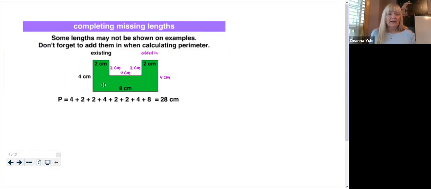Usually they give me irregular shapes, so I have to figure out what some of the dimensions are. And this is always the challenge. If I know this is 8 centimeters, they didn't tell me what this little piece was right here. But I can find it, because if this is 2 and this is 2, 8 minus 2 gives me 4 centimeters right there. Then I have to find this length right here, which is going to be 2 centimeters. This one would be 4. Add them all up together, and I get 28 centimeters. Notice again, it's just plain units, not units squared, not units cubed, just centimeters.